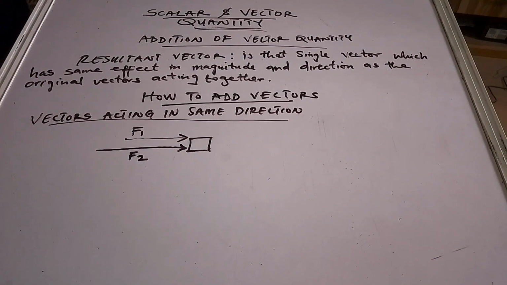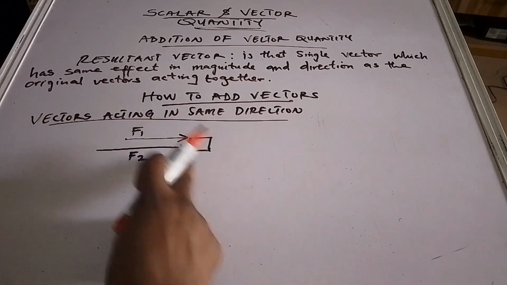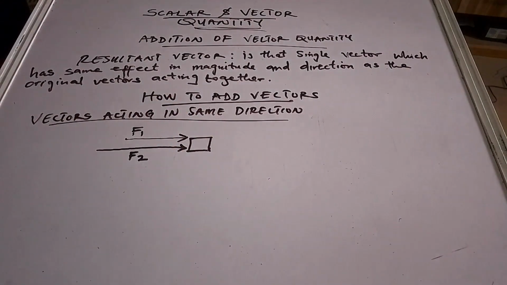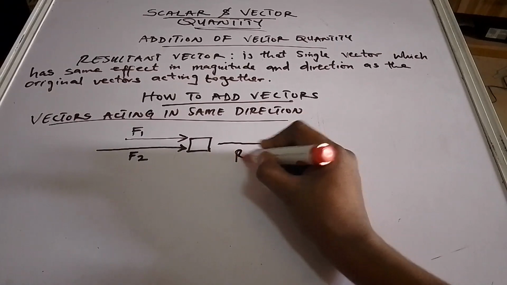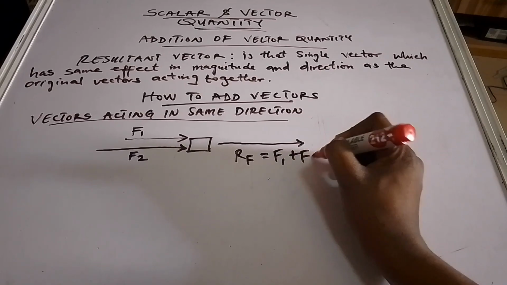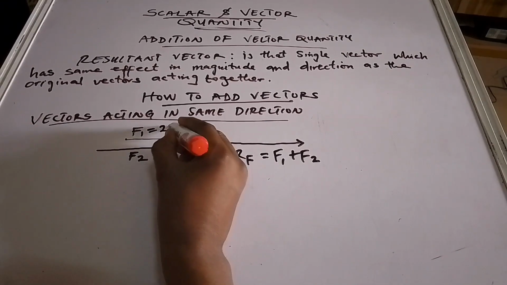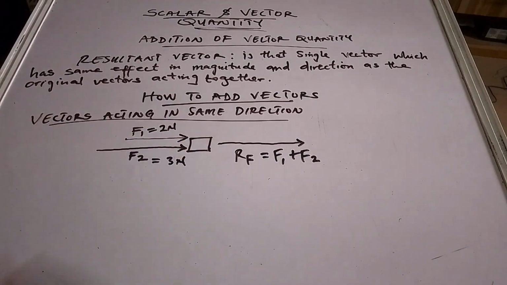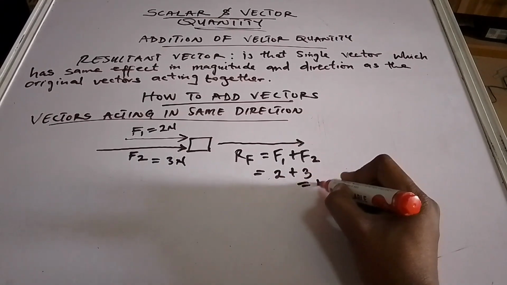Now, in this case, what is going to be the resultant force or the resultant vector acting on this block? The resultant vector or force acting on this block is going to be the addition of F1 and F2, that is F1 plus F2. So if, for instance, F1 is 2 Newton and F2 is 3 Newton, what is the resultant force on this block? It is going to be 2 plus 3, so it's going to be 5 Newton.